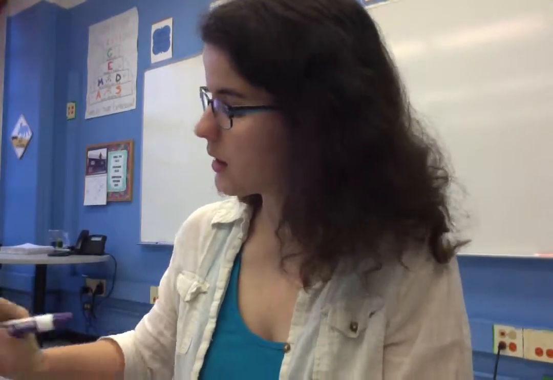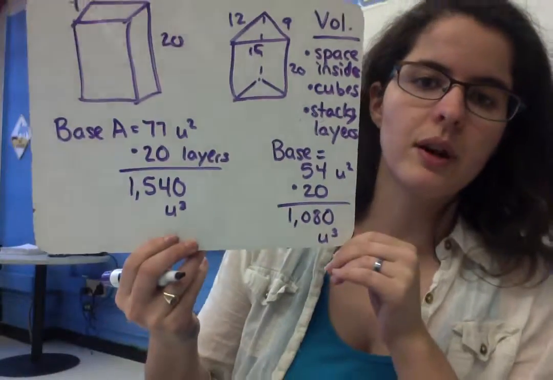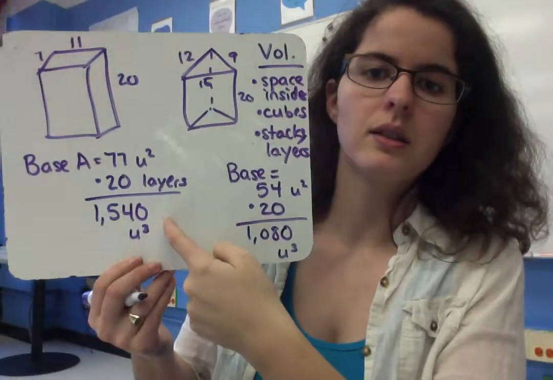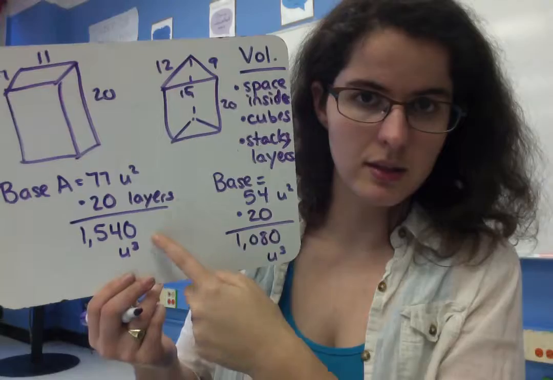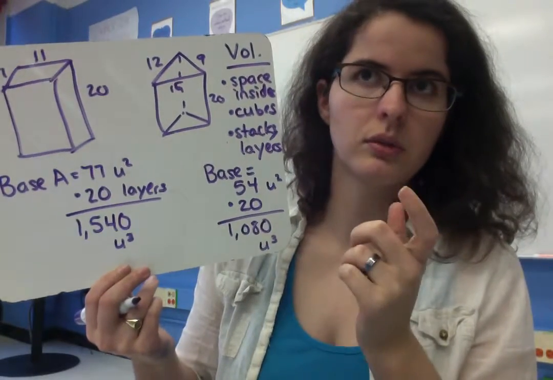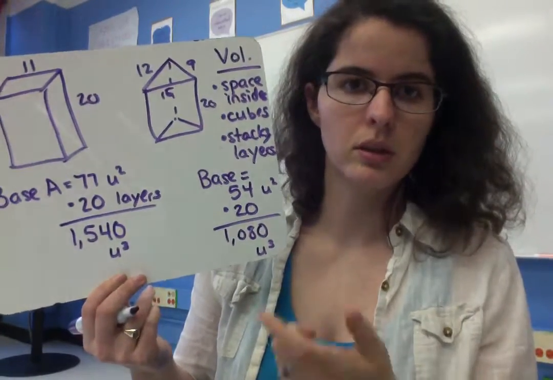We already knew that our base area was 54 from the surface area work, and I'm going to have 20 layers. So that's going to be 1,080, I believe, because 54 times 2 would be 108. Yep. 1,080 cubic units. And if I were a client looking at this, this one seems to give me a lot more space, almost 50% more than this one would.